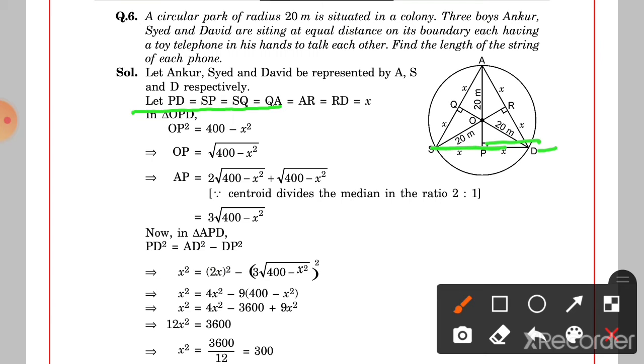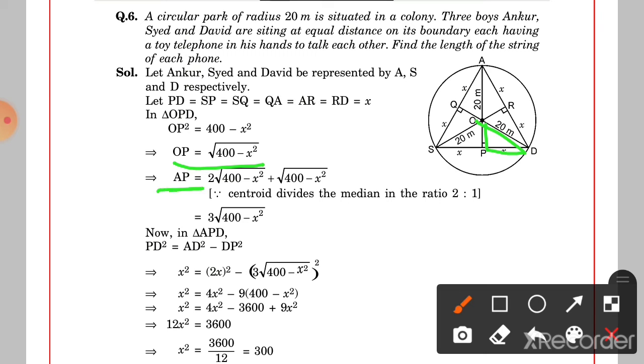Now let's assume that PD is equal to SP is equal to SQ is equal to QA is equal to AR is equal to RD is equal to x. So we all know OQ is perpendicular to this, OR is perpendicular to this, OP is perpendicular to this. So in triangle OPD, with 90 degrees, by Pythagoras, the value of OP is under root 400 minus x square.